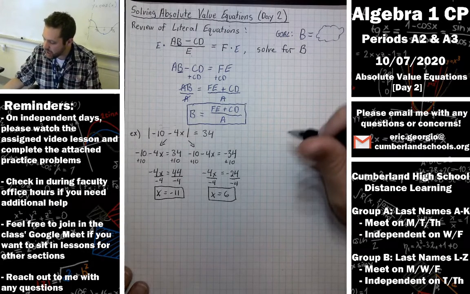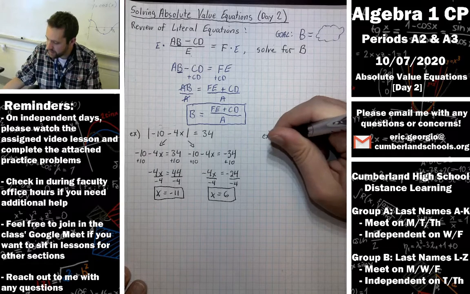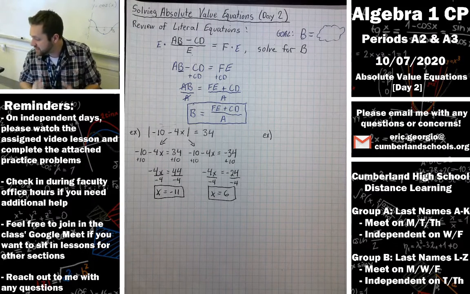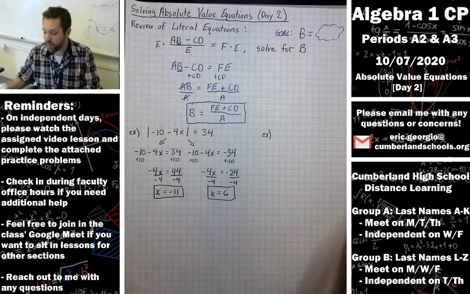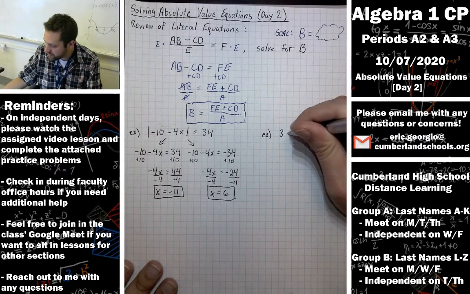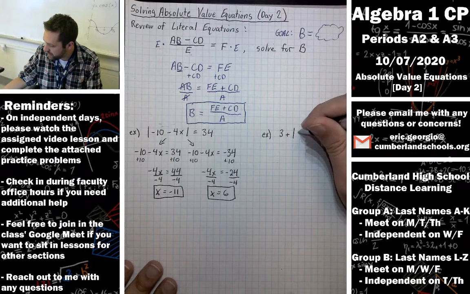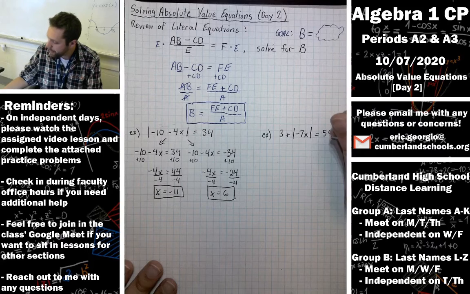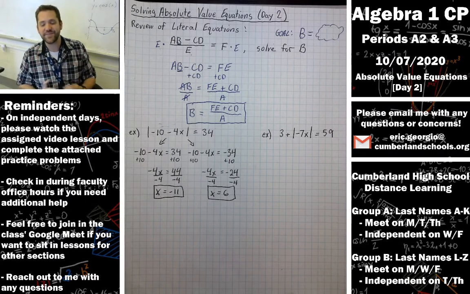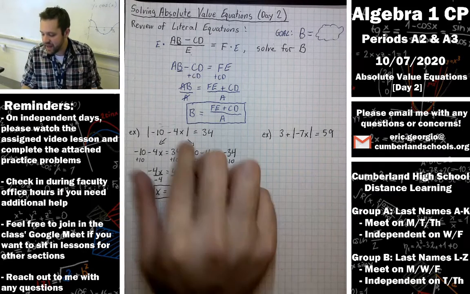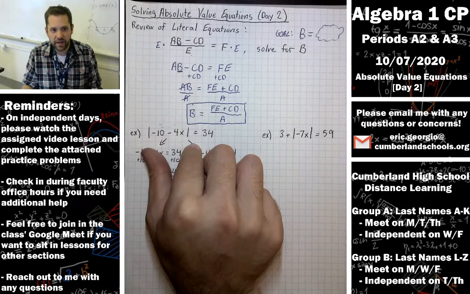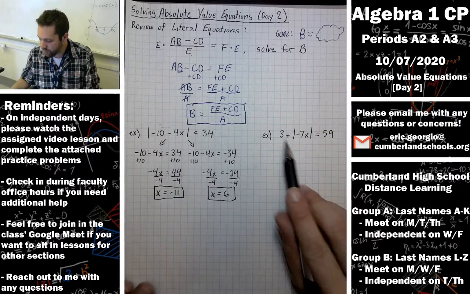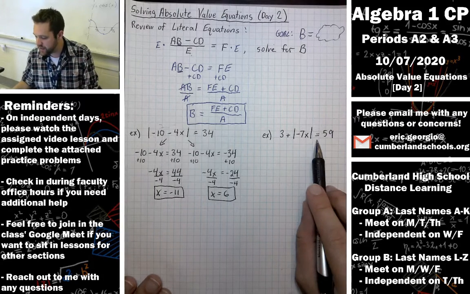We also saw a couple other problems where we saw an operation on the outside of the absolute value, which we had to deal with before we could split apart. So consider a problem like this. 3 plus the absolute value of negative 7x is equal to 59. Before I can split this apart, I need to have the absolute value of a quantity equals a number. I don't have that right now. Right now I have 3 plus the absolute value of a quantity equals a number.